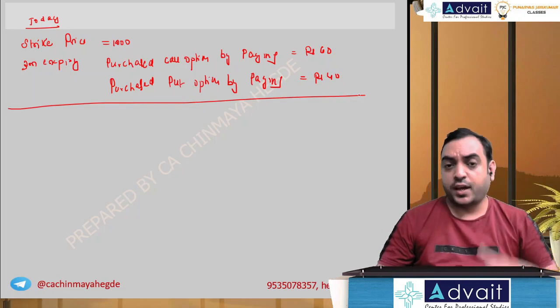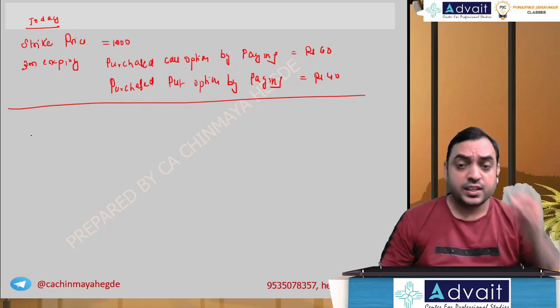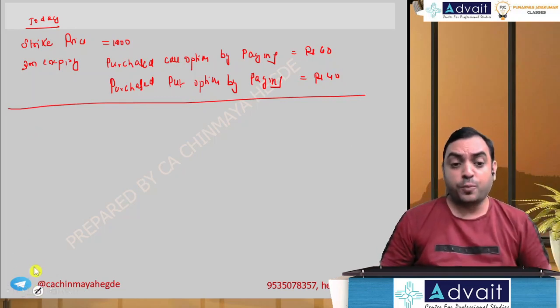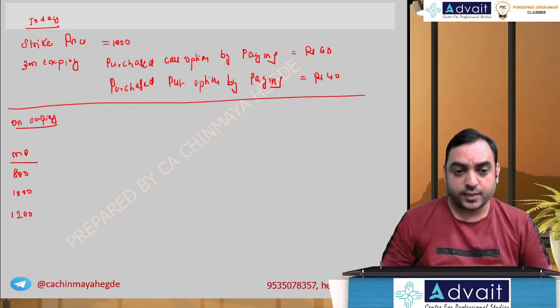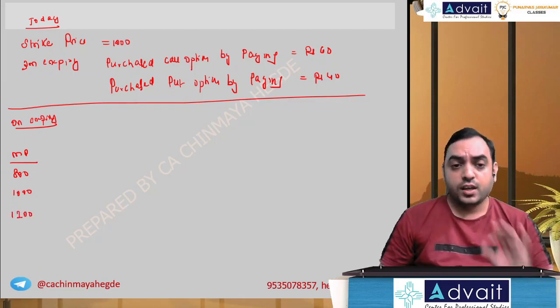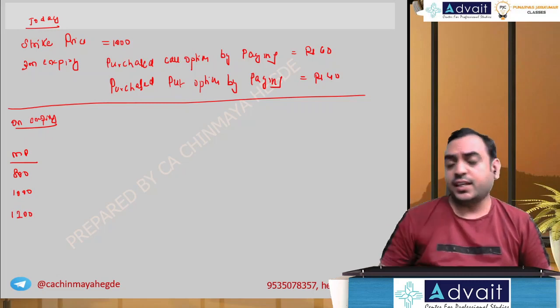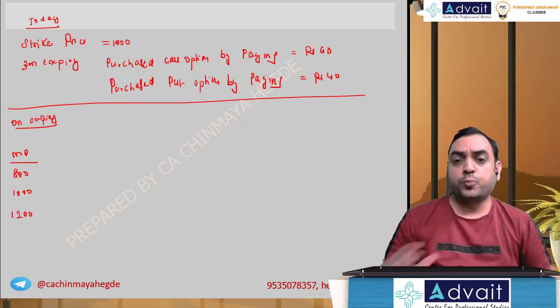Now, on expiry, I'll give you different situations. See if you're able to calculate the overall profit or gain. Okay? On expiry, I'll imagine three situations for the market price. Suppose it is 800, it is 1000, let's say it is 1200. Now, before I calculate, can you think and calculate? If the market price is 800, what will be your overall position?